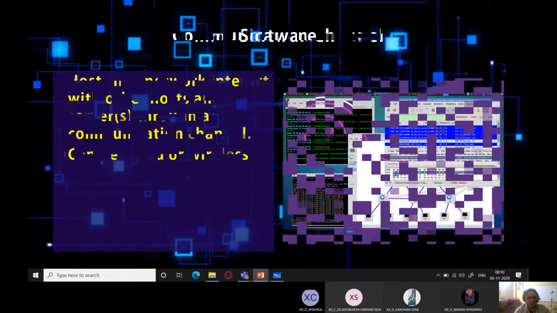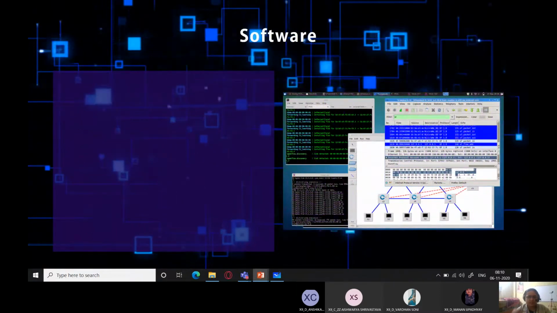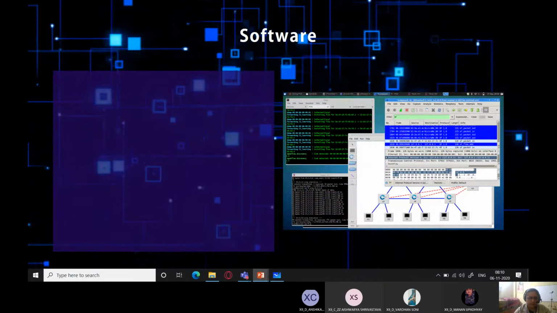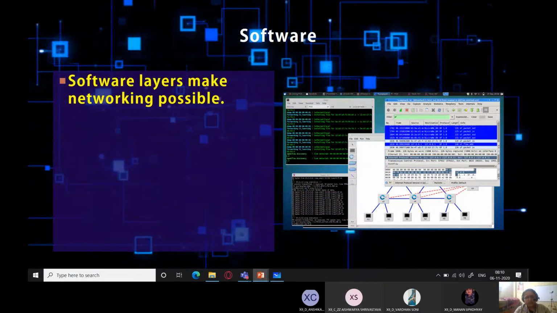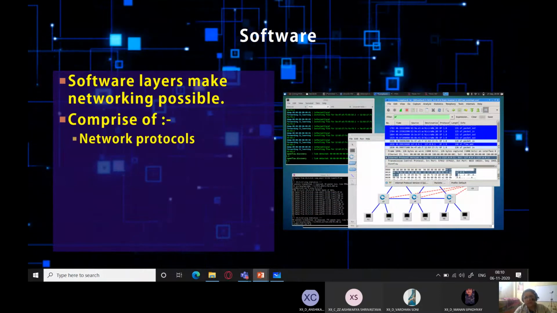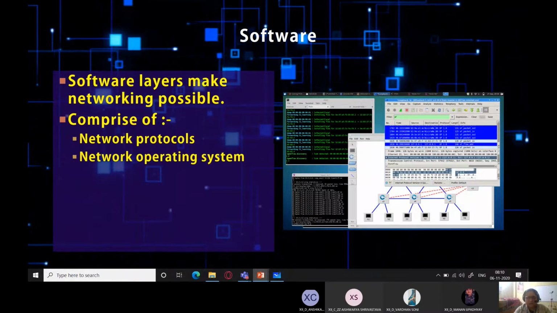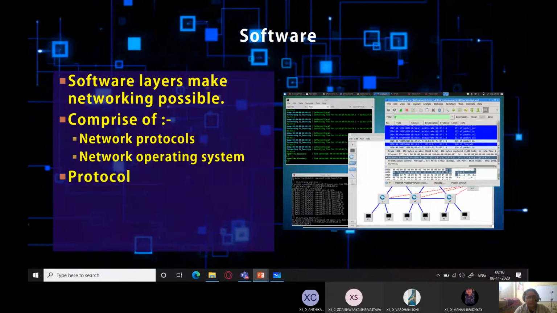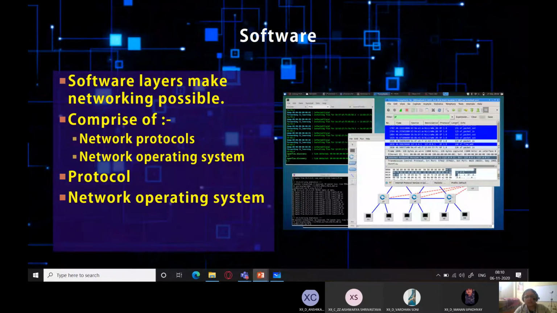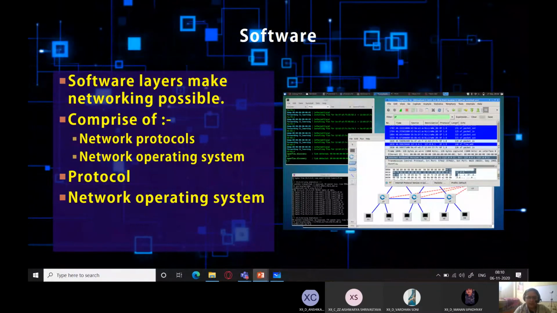It can be wired or wireless, which we will be seeing. Actually, we have to start with that topic today. Then what are the softwares? We specifically need some network protocols and some network operating systems and specialized applications for working on a network.